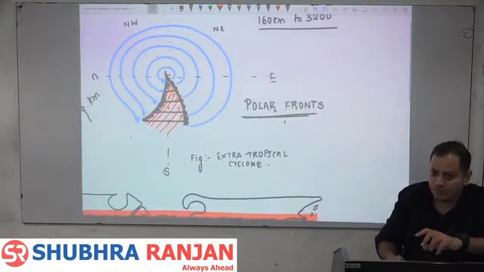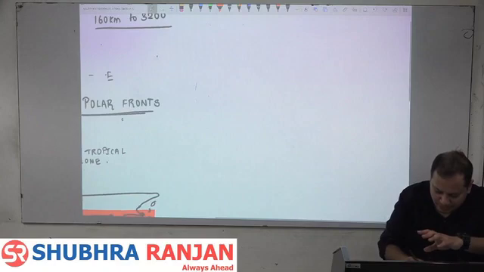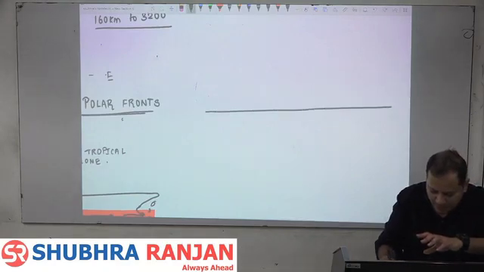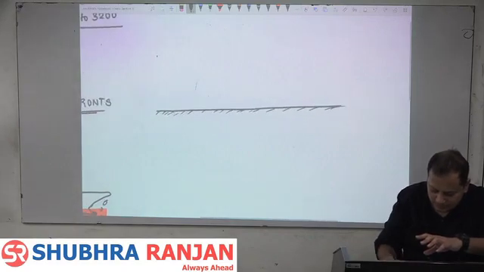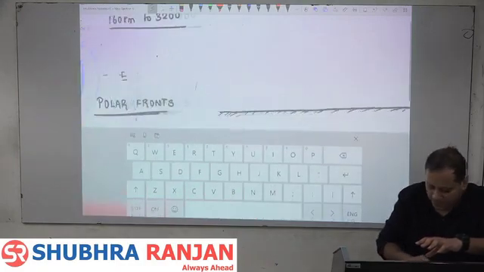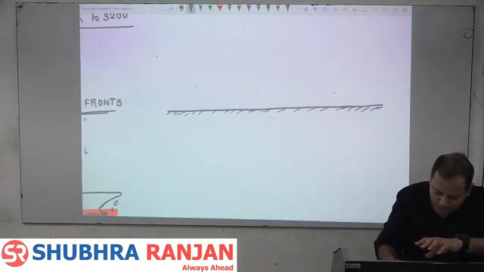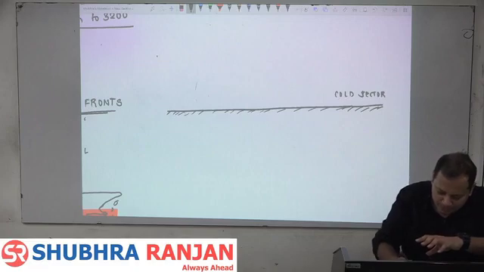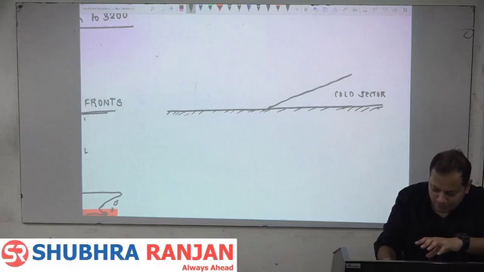Now see, I am showing you what is an extra tropical cyclone or a temperate cyclone. Our earlier diagram was from the top. Now we will see how it is from the ground. First, the cold air sector. This is the region of cold air on the ground, and we will call this the cold sector. After that, there will be the warm front.